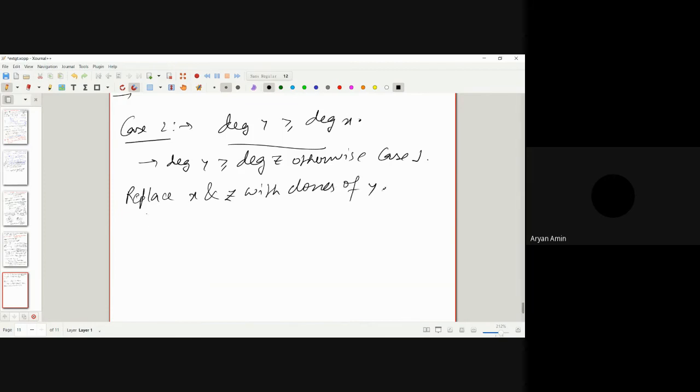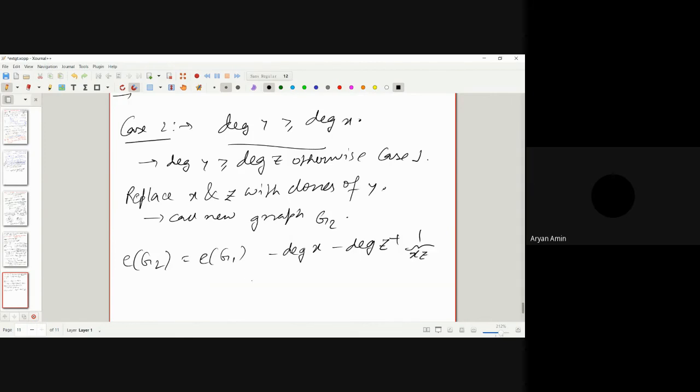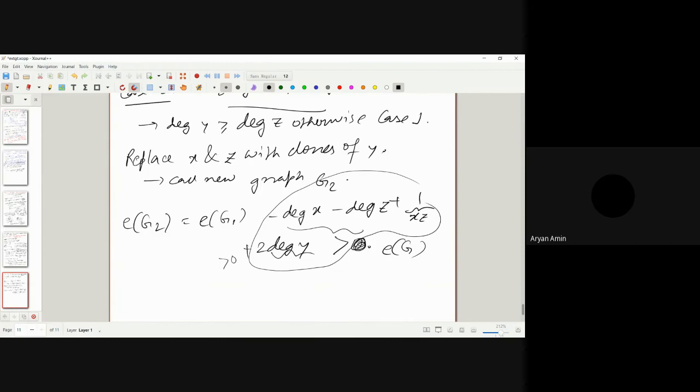Call the new graph G2. What is E(G2)? E(G2) is basically E(G1), so you are deducting degree x number of edges and degree z number of edges, but you are deducting the xz edge twice, so you add 1, right? And you are adding in 2 degree y number of edges. Because of this condition, this term is greater than 0, the entire term basically. So finally you get E(G2) is greater than E(G), right? So then again, we have the same problem.